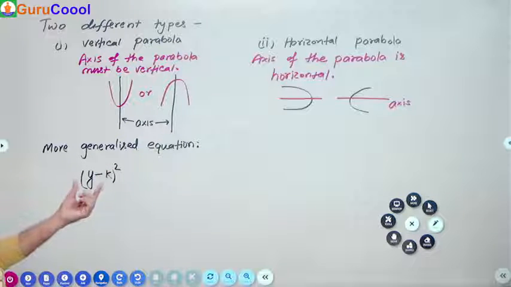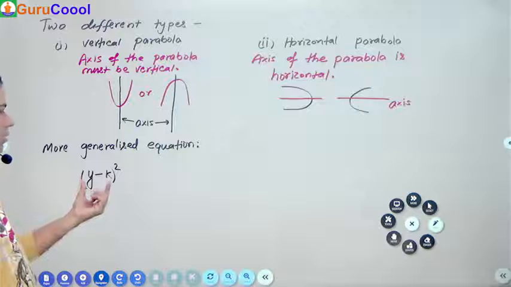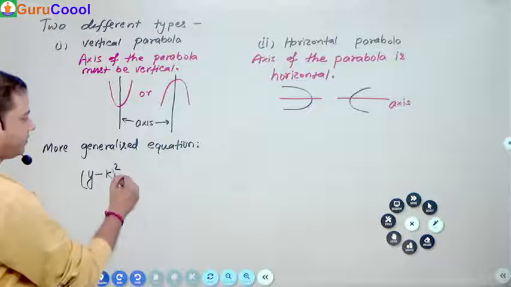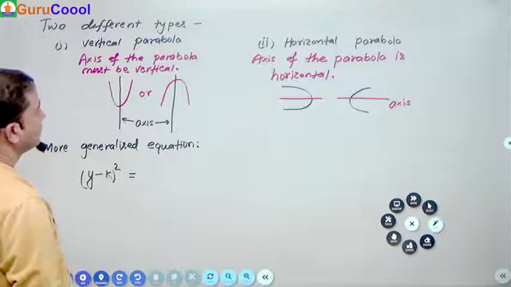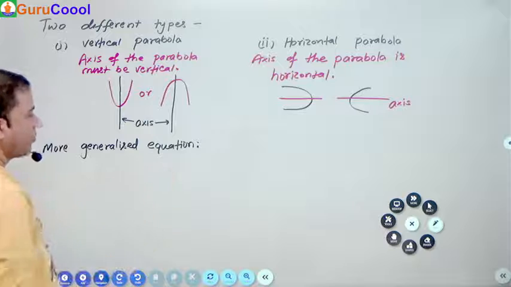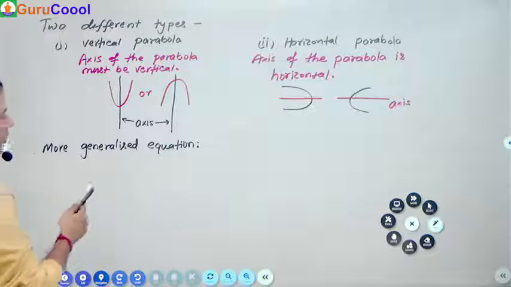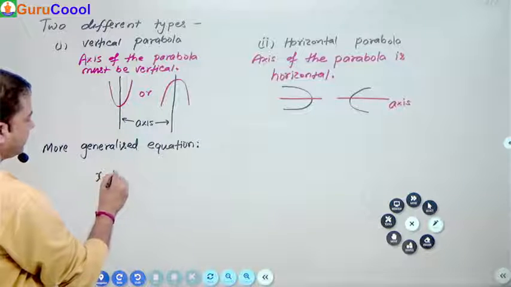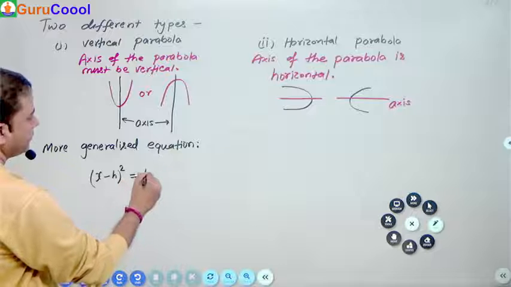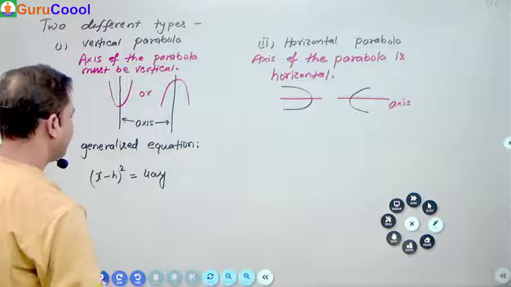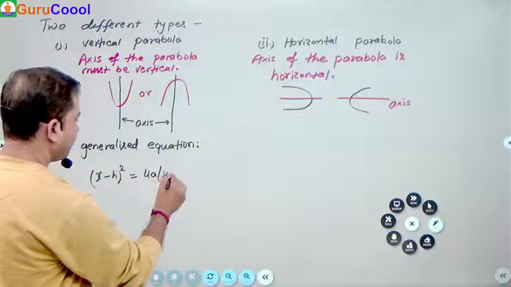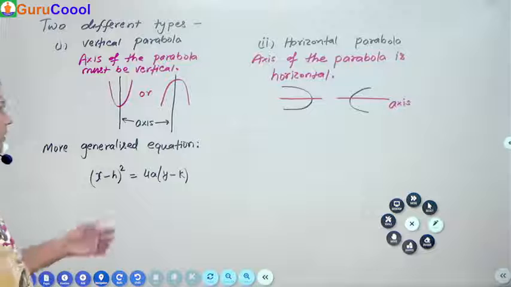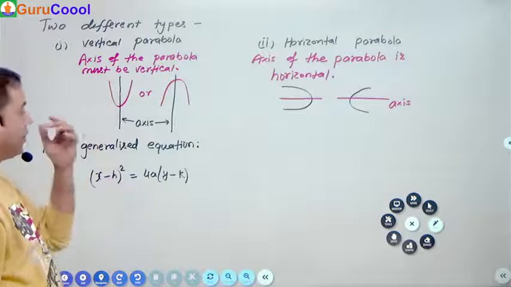Y means y term, not just y. It is on the y term. This bracket is the y term. So a square is over y. Sorry to say, square will be over x. It's a vertical parabola, so a square will be over x. This is the more generalized equation of the vertical parabola.